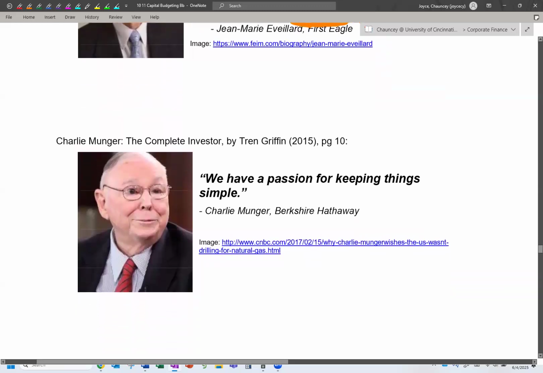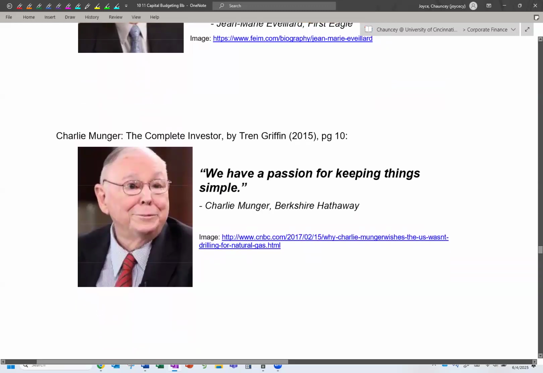And then this is one that has helped me a lot in my capital budgeting projects. Charlie Munger, I look up to him quite a bit. We have a passion for keeping things simple. So us finance folks, sometimes what we like to do is double click. If we love numbers, we tend to find safety there. So we like to hone in on the numbers, calculate more numbers, prove more numbers, get more decimal places, and feel more confident in our work.